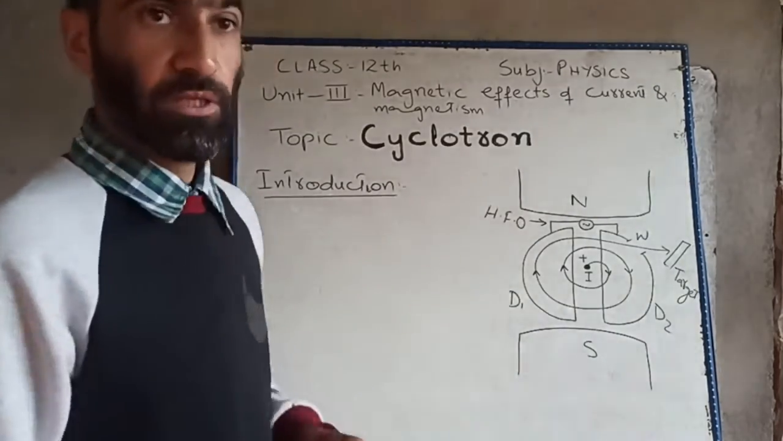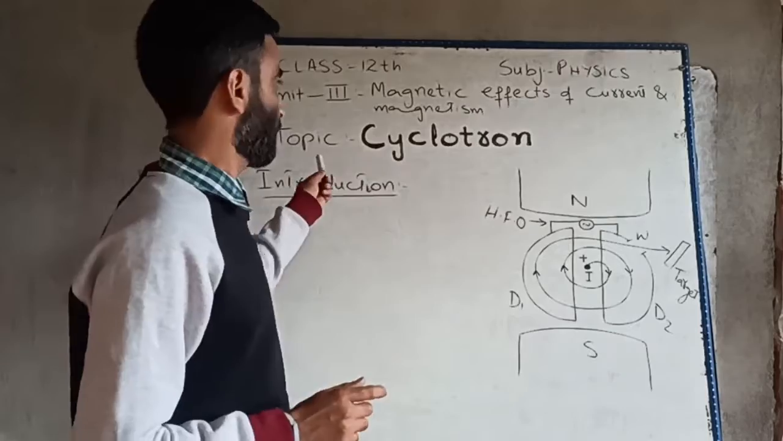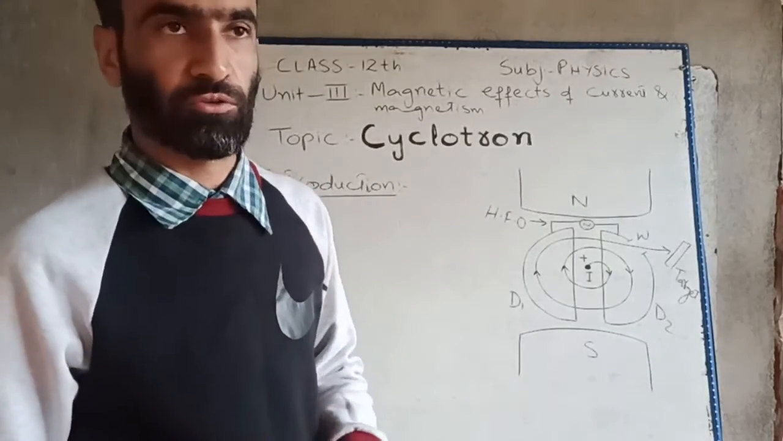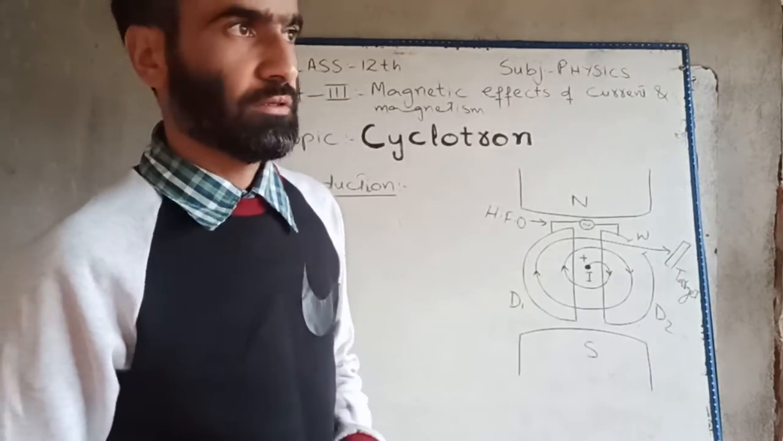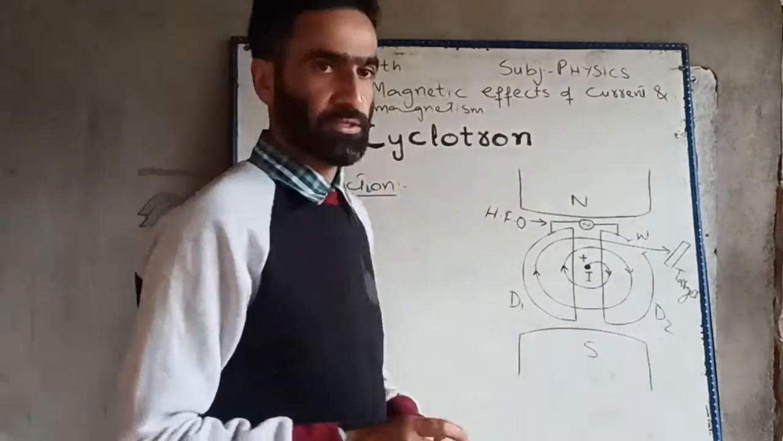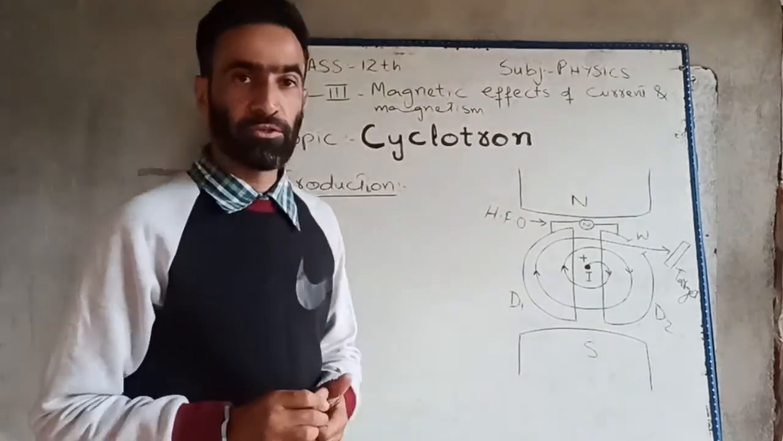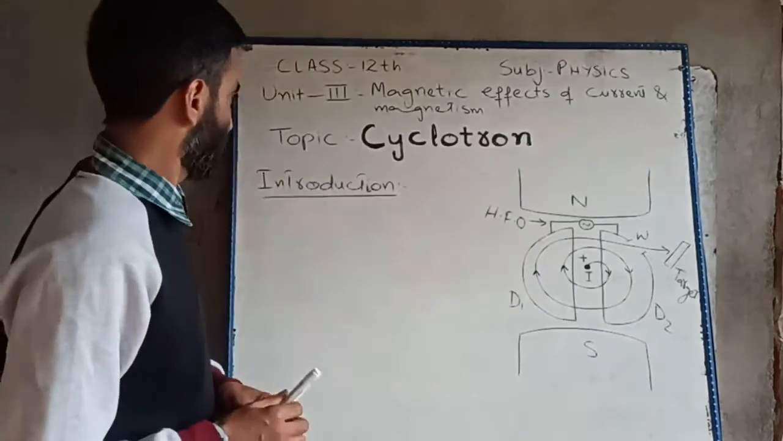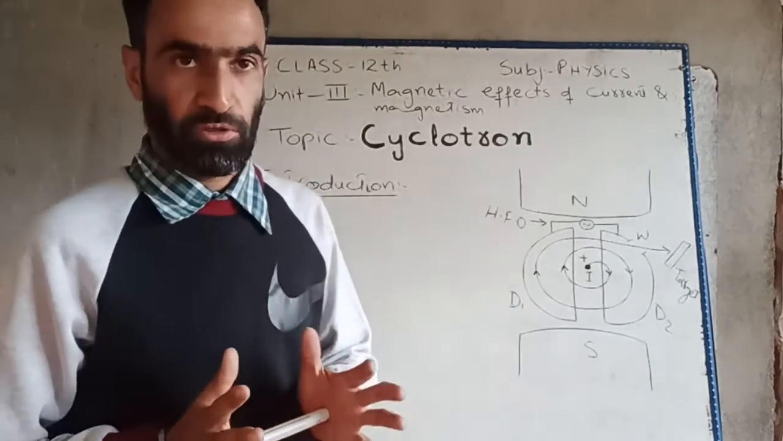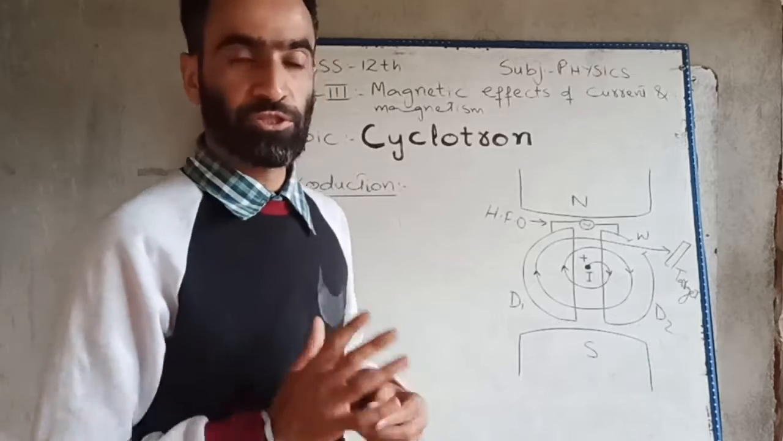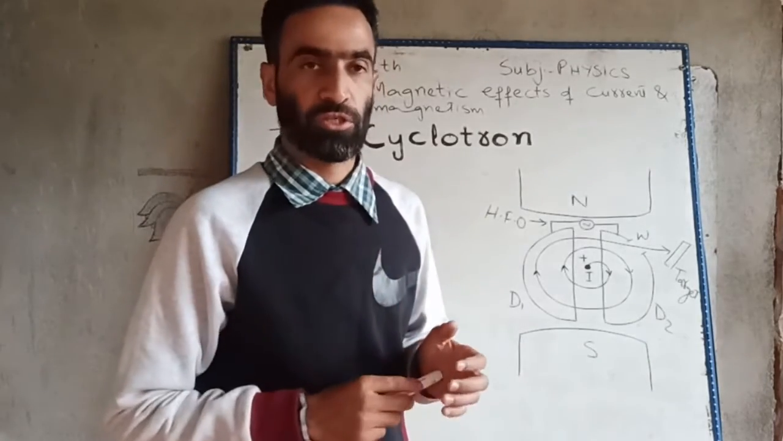We are in class 12th, subject physics. Today we are going to discuss the topic cyclotron. This is the third unit, magnetic effects of current and magnetism. So today's topic is cyclotron. Let's have an introduction regarding the topic. See, cyclotron. It is a device which is used to accelerate the positively charged particles.